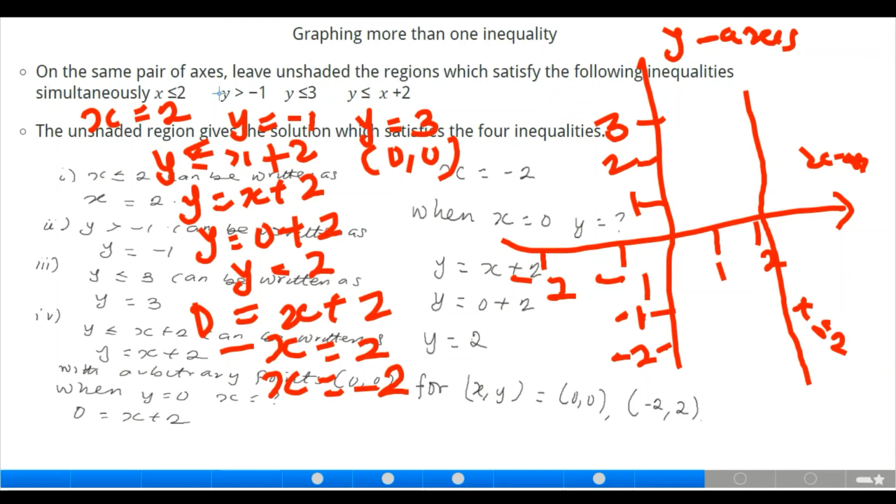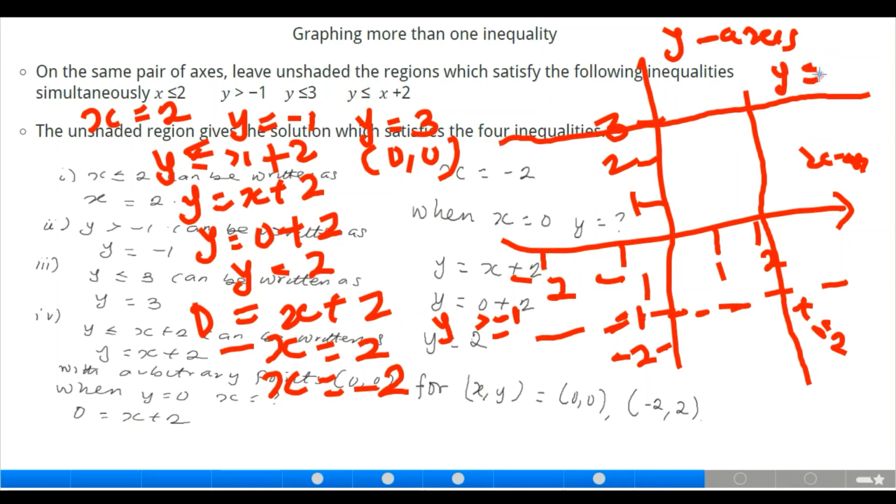Now the next one is y greater than minus 1. So we come here, y greater than minus 1. We are going to be having a dotted line on the minus 1 line of the y-axis. So this one is for y greater than minus 1. Now the next one we have is y less than or equal to 3. So we come to the y-axis, the positive side, and draw a thick line. Why? Because we have the equals to 3 on it. So we have a thick line and we have our y less than or equal to 3.